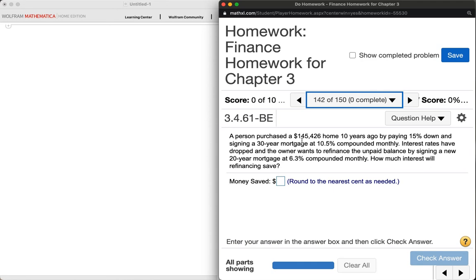So there's a house that I want to buy, and it's $145,426. A house or a condominium, or I suppose it could even be a boat. Whatever it is, it costs $145,426. And I put 15% down, which means I borrowed 85% at 10.5% interest compounded monthly. That was 10 years ago, but since then, interest rates have dropped, and now I'm eligible for the new interest rate of 6.3% compounded monthly. But that means basically taking out a new mortgage to pay off the old mortgage.